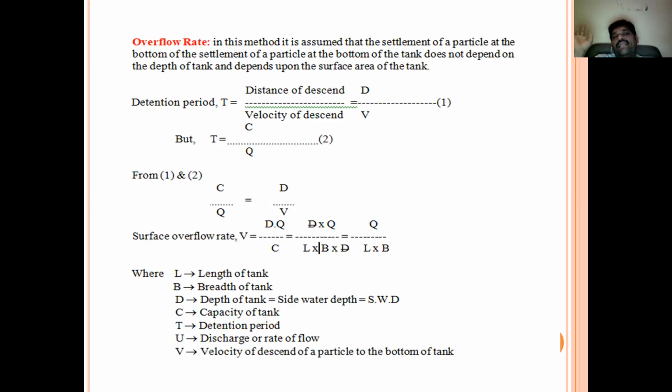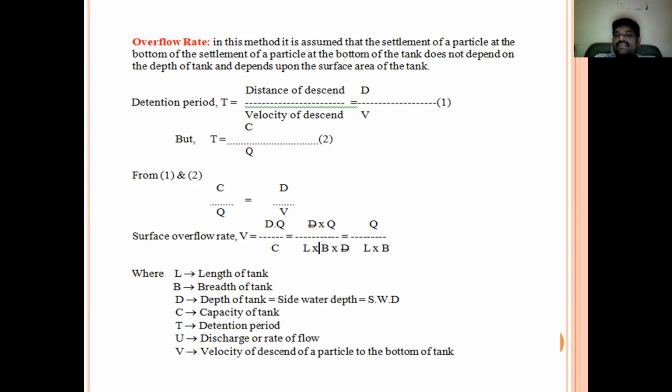Next is overflow rate. In this method, it is assumed that the settlement of a particle at the bottom of the tank does not depend on the depth of the tank, but depends on the surface area of the tank. It's not dependent on the depth; it depends on the area of the tank.